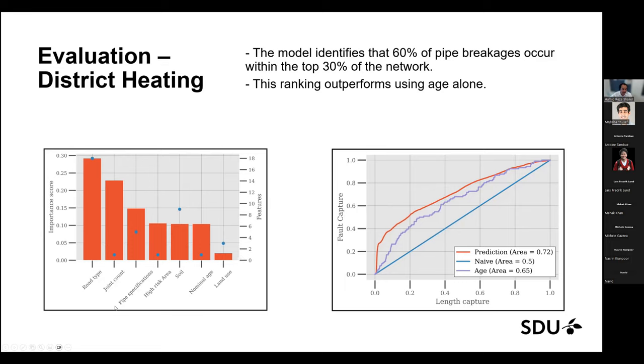And road type is quite effective. It's very important in the scoring. And also joint count, how many joints we have. That, I think, makes sense because issues mostly happen at the joints. Even for the electrical system that we tried, we just got some new results. They show that joints are quite important.